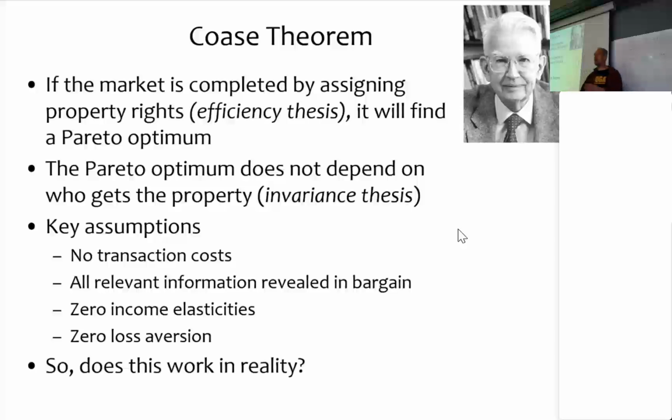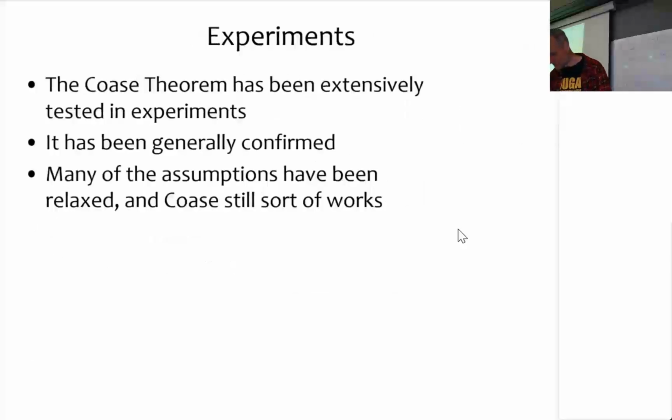So, Coase is, as a theorem, it works, right? You can't argue with the maths, right? Or with the graphical exposition that I used. But you can wonder, well, if these are the assumptions that we make, does it actually work in reality? And there's actually been a lot of work on this.